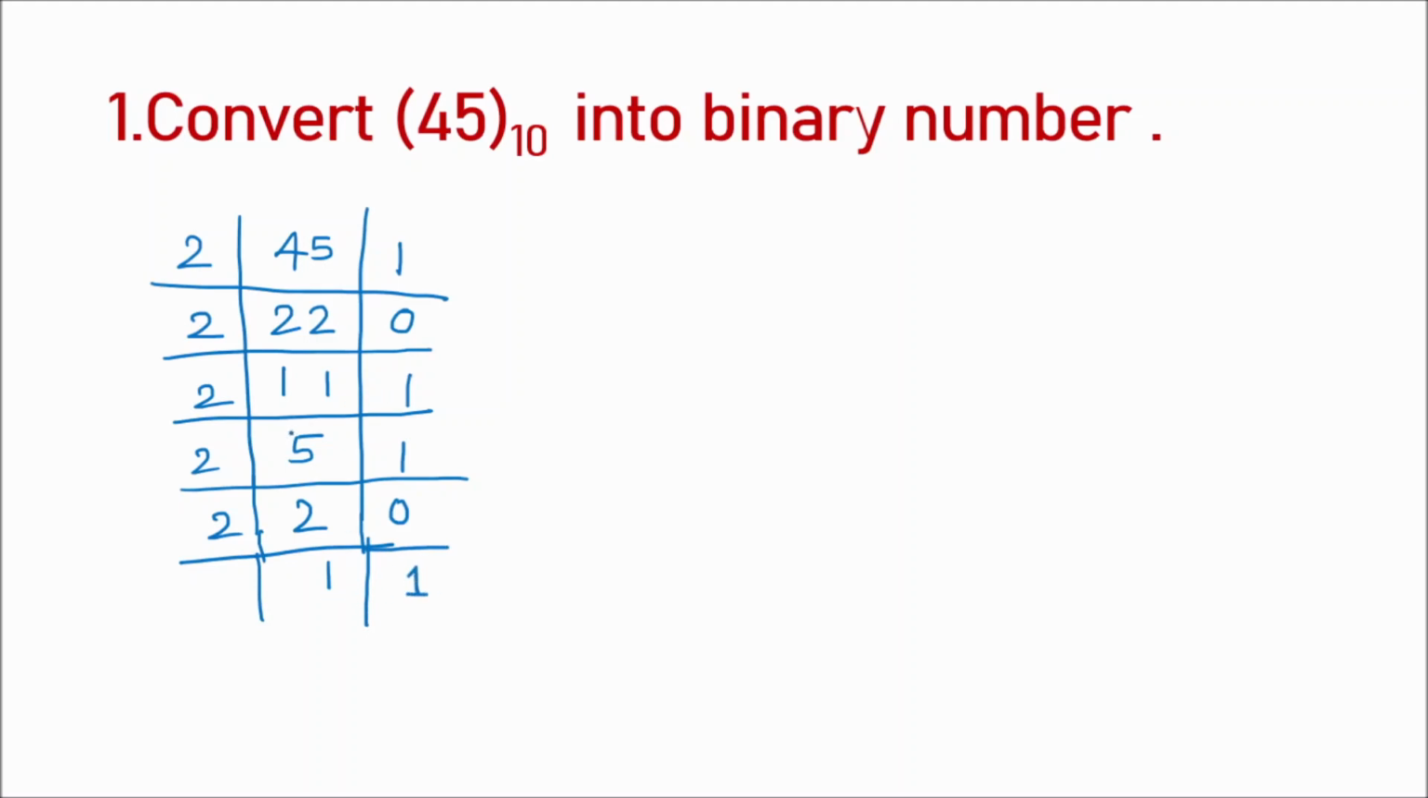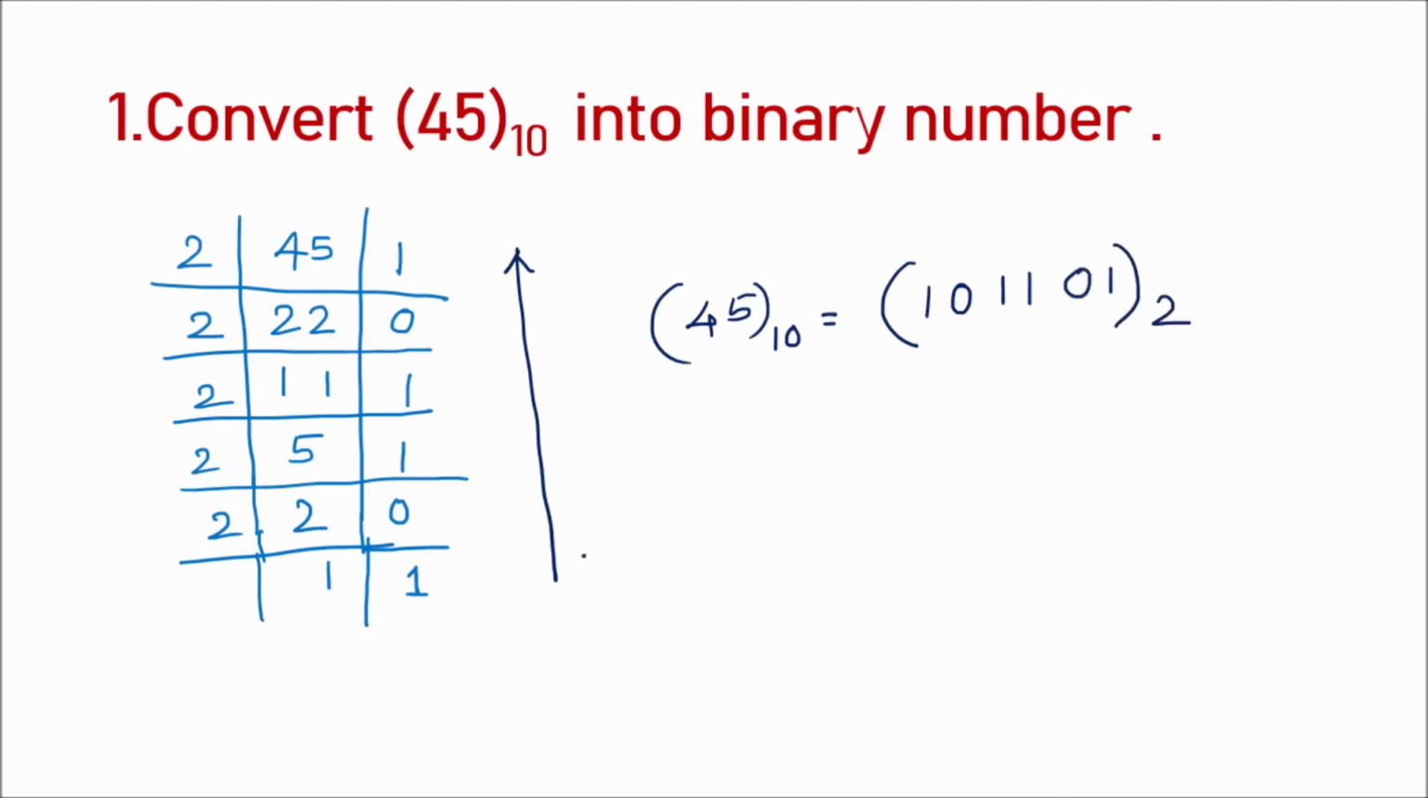Now this is nothing but how you are dividing 45 by using 2. While writing the number into binary, you have to draw one arrow. So this is the arrow. Now you have to start the numbers from lower to higher, meaning from here you have to write the numbers, so that 45 in decimal can be written as: this is a 1, then there is a 0, this 0, then 1 1, then 0 and 1. So this is the binary representation of 45.